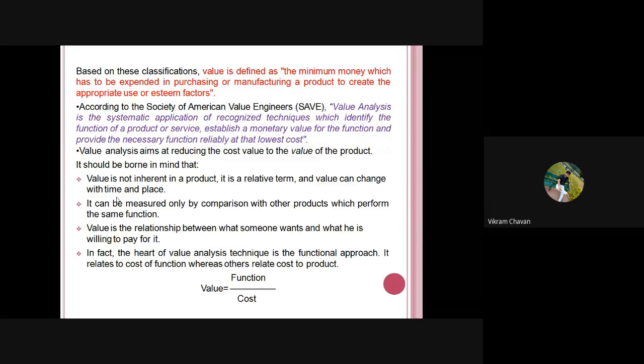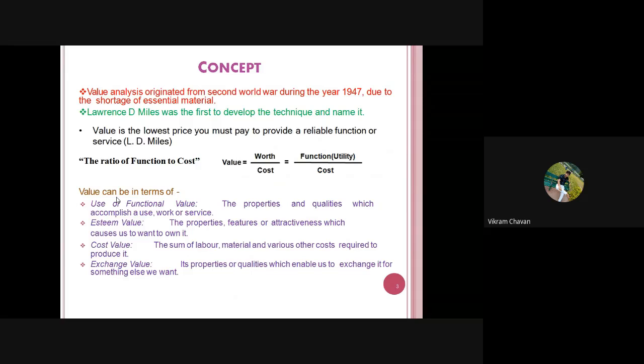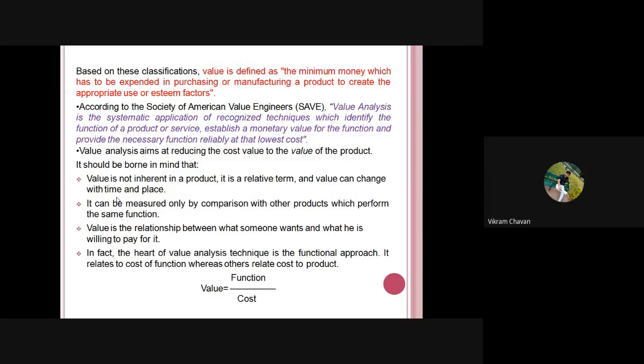So, is everyone clear on the concept of value and value analysis, and why value analysis is required? Please write down the points. I think you have written these particular points: value can be expressed in different terminology. Please note down the next points based on this classification.